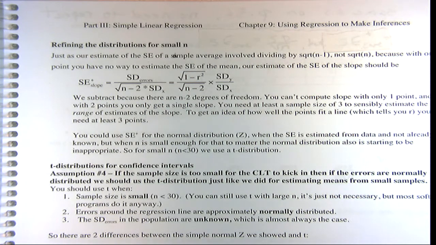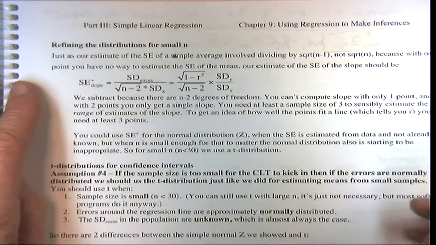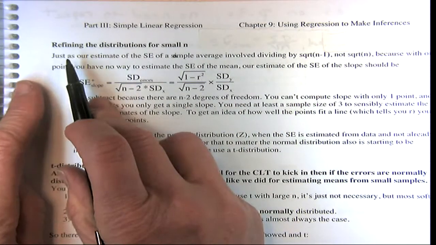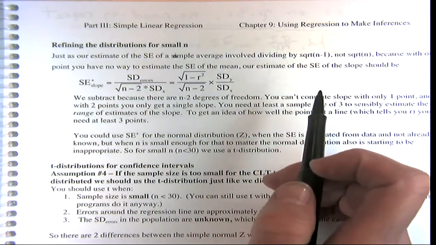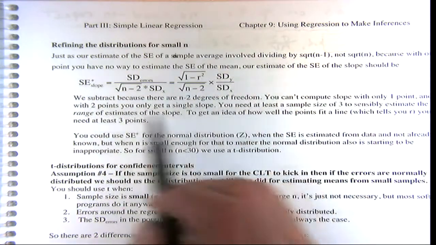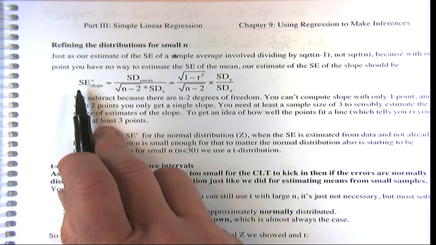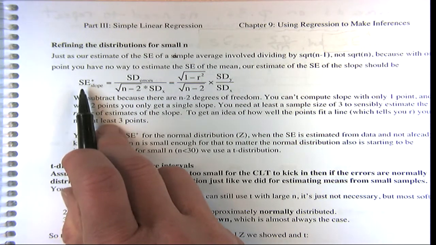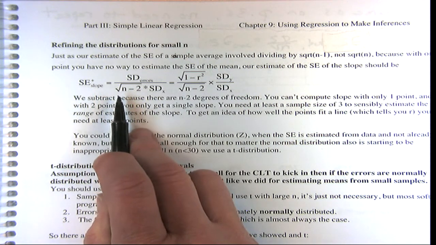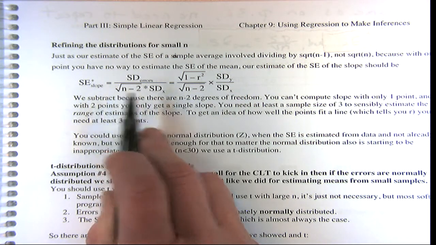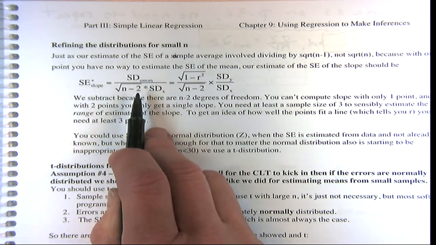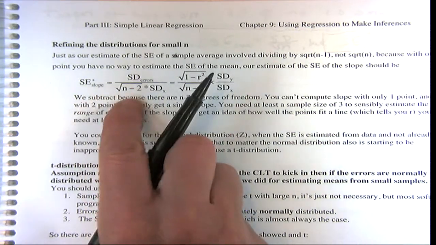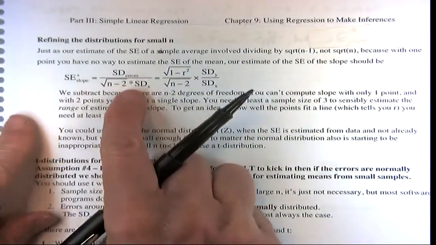Okay, so start here. All right, so for small samples, we're going to refine the distribution here. And we're going to first make two corrections. We're going to increase the standard error slightly by dividing, instead of dividing by the square root of n, we're going to divide by the square root of n minus 2. So remember what our other standard error formula looked like? It had the square root of n here, and now we have the square root of n minus 2.